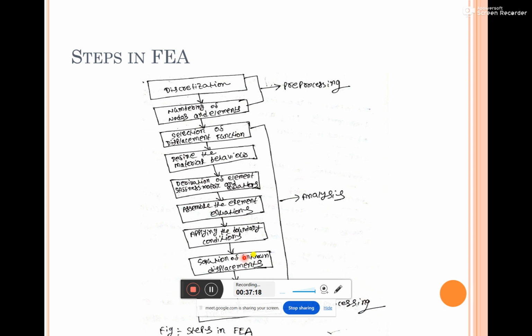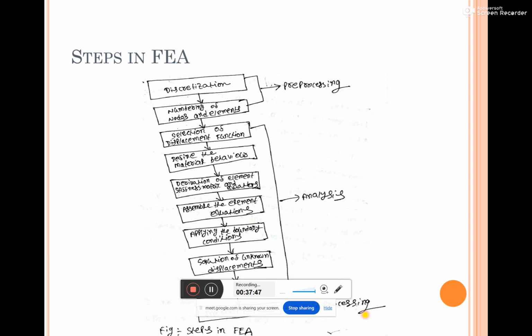We can find out the stress distribution or displacements. Those things come under the solution of the unknown displacements. And the final one is post processing. In post processing, different types of graphs or final analysis will be performed. These are the different steps in the FEA.